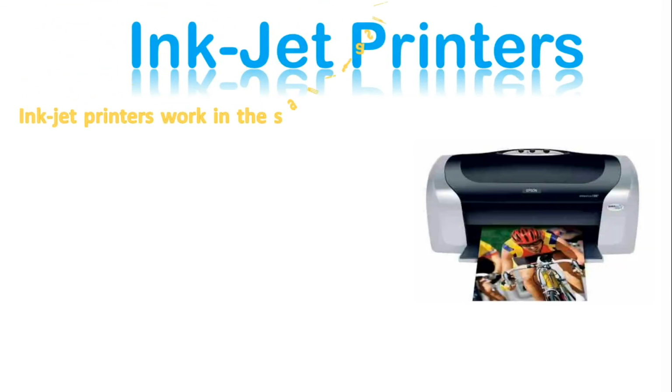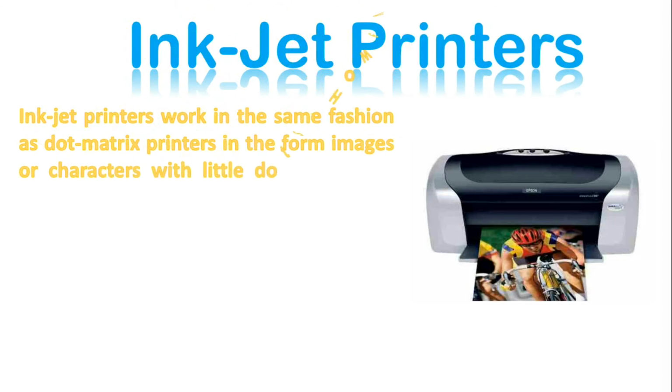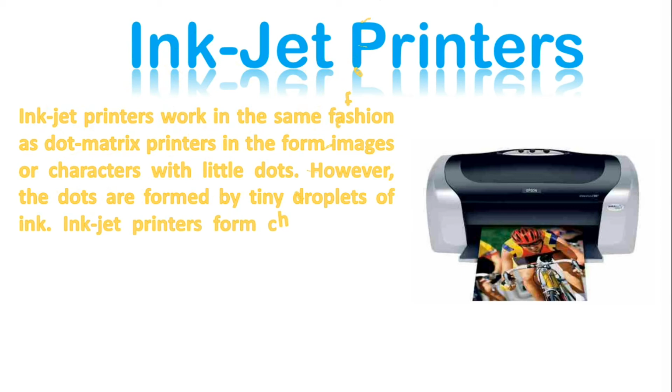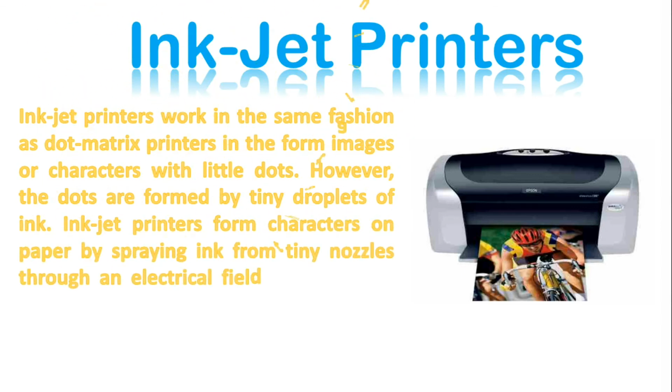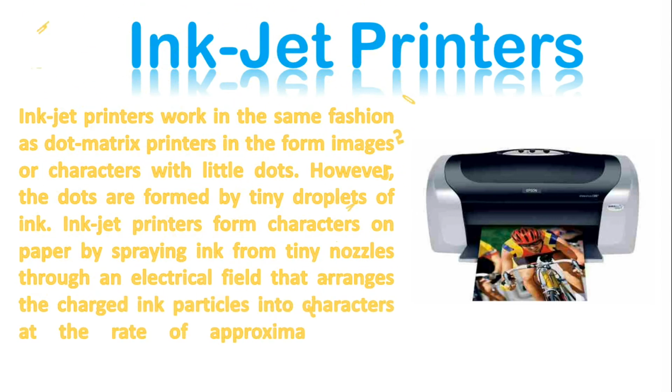Inkjet printers. Inkjet printers work in the same fashion as dot matrix printers in that they form images or characters with little dots. However, the dots are formed by tiny droplets of ink. Inkjet printers form characters on paper by spraying ink from tiny nozzles through an electrical field that arranges the charged ink particles into characters at the rate of approximately 250 characters per second.